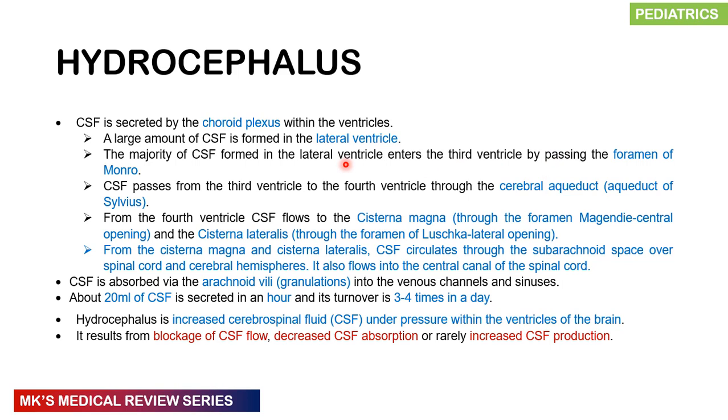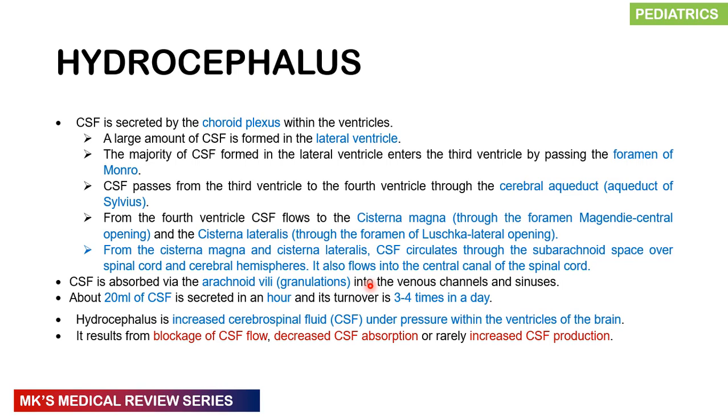So let's talk about CSF formation. Let's talk about CSF flow. Remember that pretty much CSF is going to be absorbed by the arachnoid villi. These are granulations into the venous channels and the sinuses, and you have about 20 mils of CSF that is going to be secreted in an hour, and its turnover is about 3 to 4 times in a day.